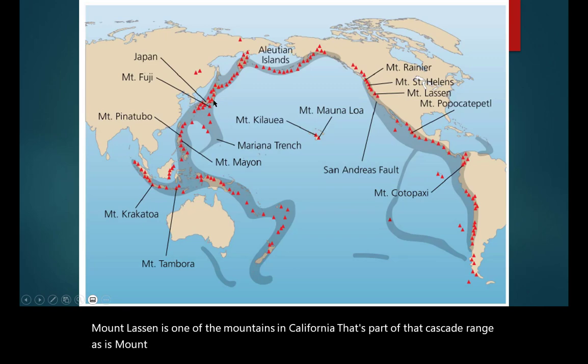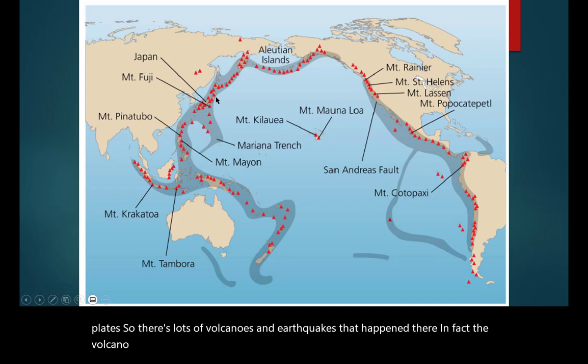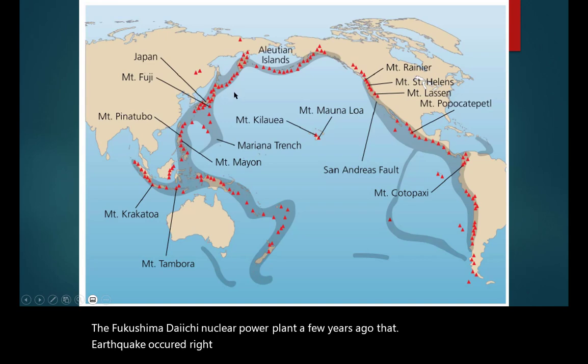Japan actually lies on a convergent boundary of four different plates. So there's lots of volcanoes and earthquakes that happen there. In fact, the earthquake that caused the Tohoku earthquake and the destruction of the Fukushima Daiichi nuclear power plant a few years ago, that earthquake occurred right here. That was a huge tsunami. So all of these red triangles are volcanoes that are part of a tectonic plate boundary.